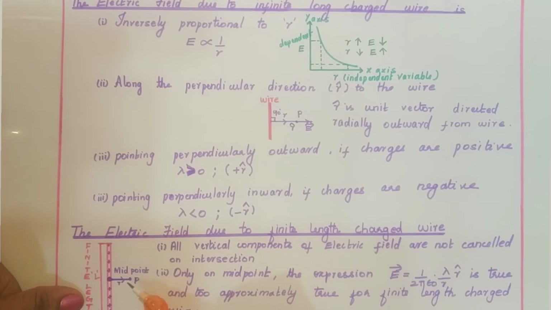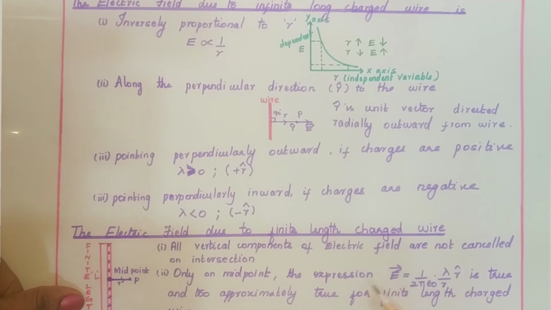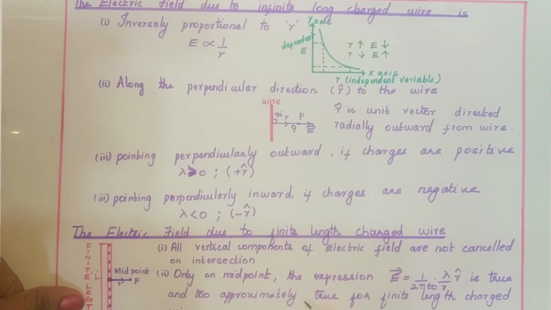Only at the midpoint of the finite length wire is the expression E equal to 1 by 2 pi epsilon naught lambda by R unit true, and even there it is not exactly the same, it's approximately the same. So this expression is approximately true for a finite length charged wire, and E equal to 1 by 2 pi epsilon naught into lambda by R holds for an infinite length wire.